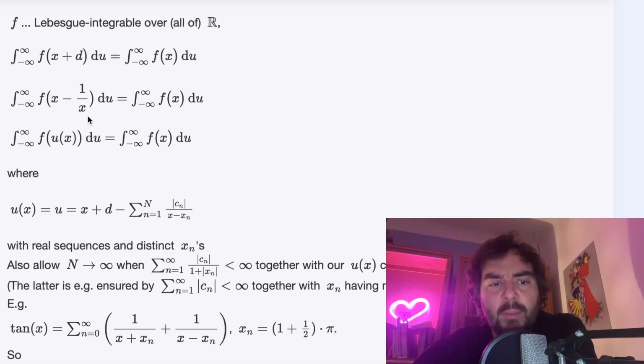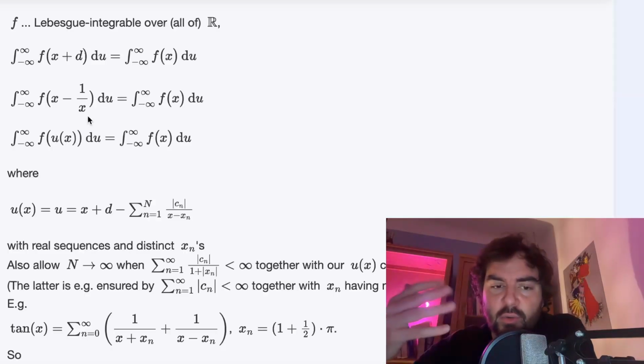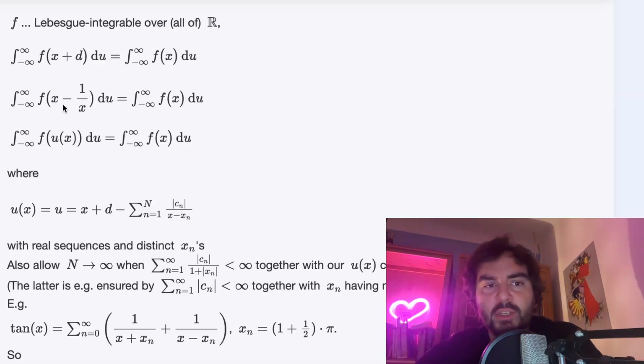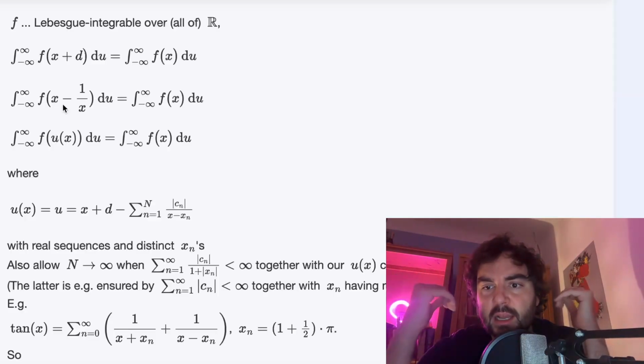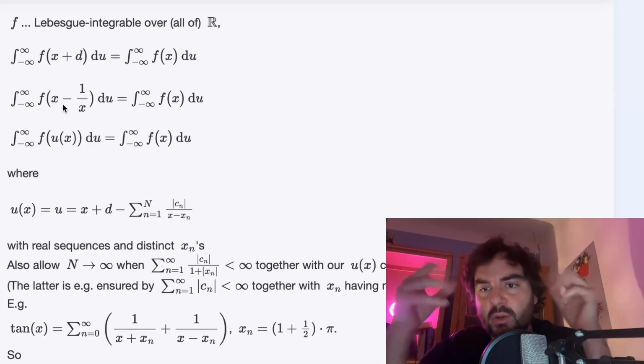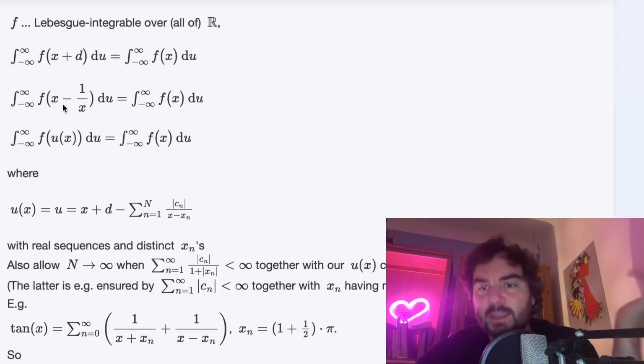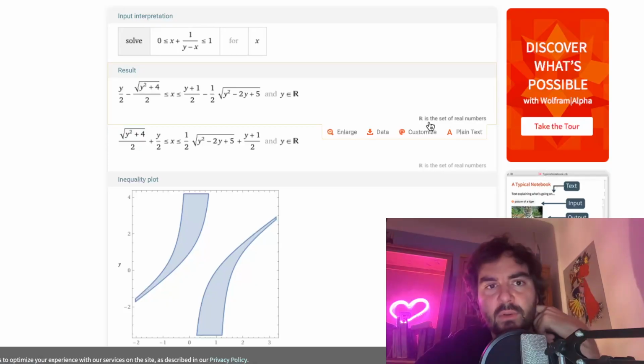I will show some Wolfram Alpha graphics, which basically show you why this works. Basically, why this transformation of the real axis does not change the measure of Borel sets, of intervals. I will show it for intervals, and the image that we have here is as follows.